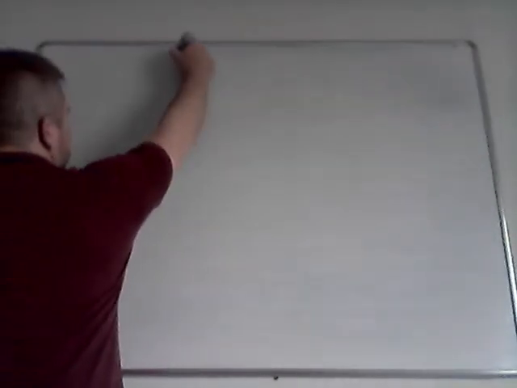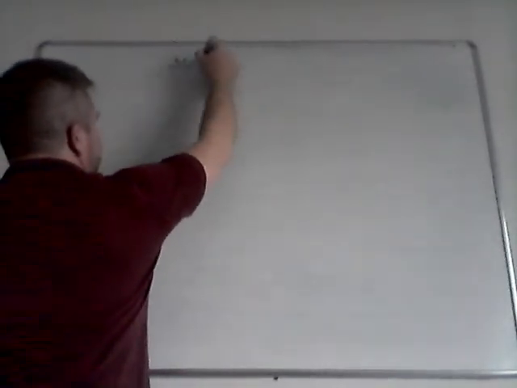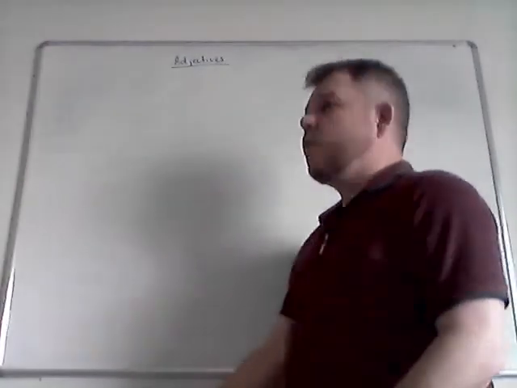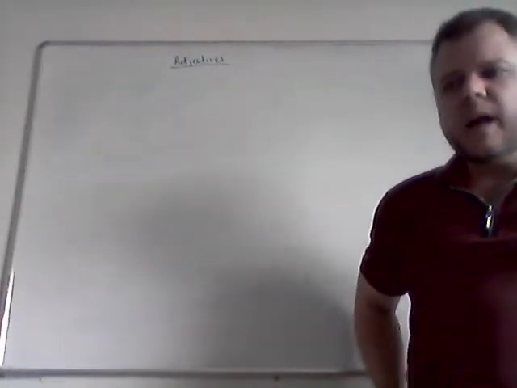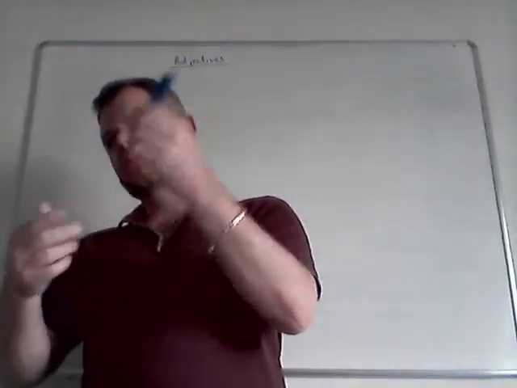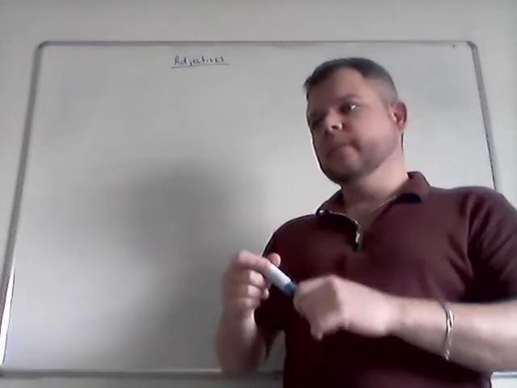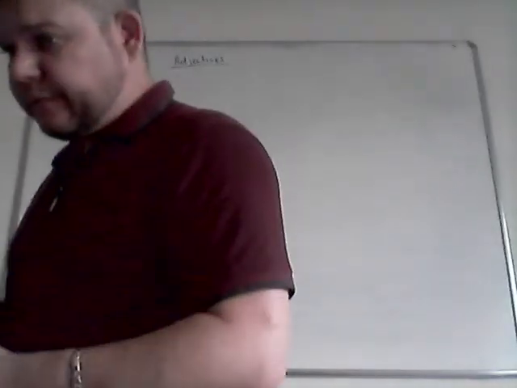Okay, so in general, we have adjectives. Adjectives I use to describe things. Okay, I describe. So this is a blue pen. I'm describing the blue marker. Sorry, it's a blue marker.